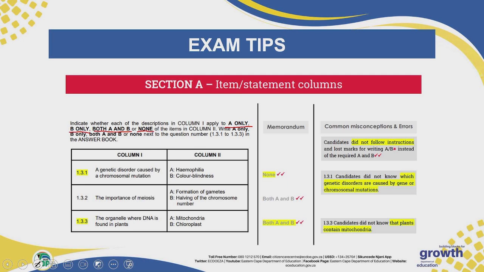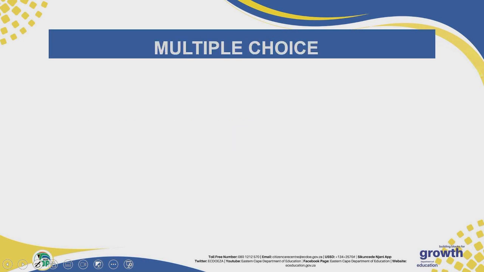Some of the common errors that learners make is that they will write 2 letters, or they will write A/B. Once you write 2 letters when the answer is actually A, and you write A or B, then you don't get the mark. You must write it as indicated in the instructions. Right. Let us move to check the multiple choice.